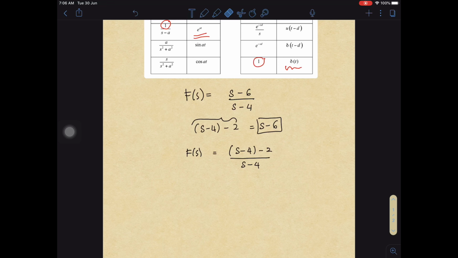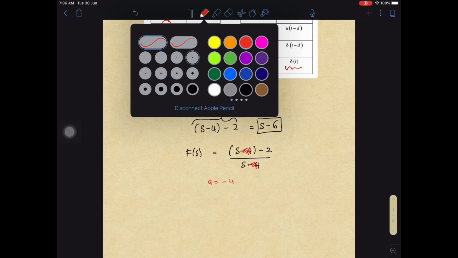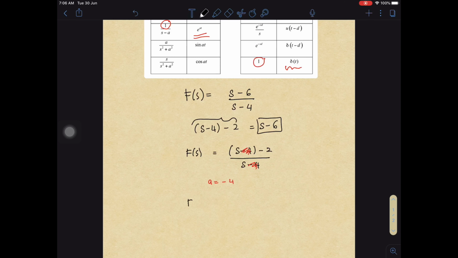We can see that now our s is together with the constant -4. So we just note that our a is -4. After you note that your a is -4, you can ignore the -4 here. So you can rewrite your fraction as F(s) equal to s minus 2 over s.